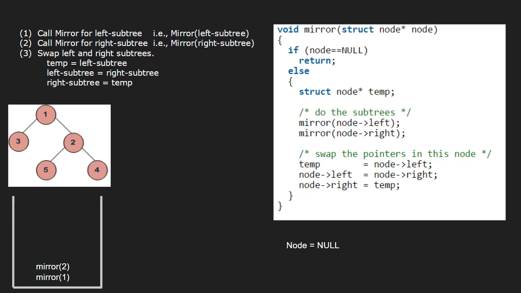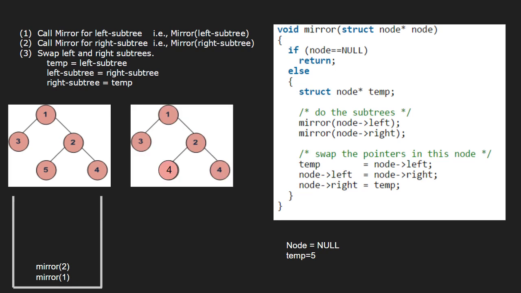We will use the temp variable for this. First, temp will point to 2's left, which is 5. Next, 2's left will be equal to 2's right. So, the left child, which is 5, will now be equal to 4. Now, 2's right child will be equal to temp, which is 5. We finish execution for node 2.